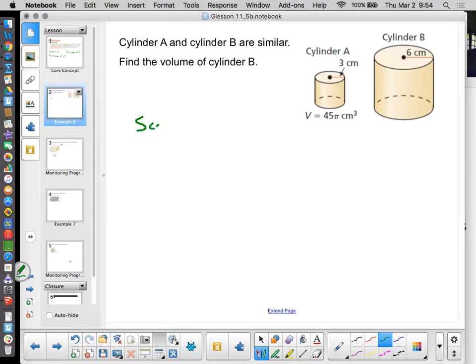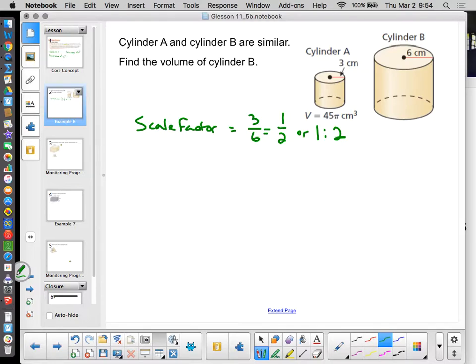The scale factor here is 3 to 6. Or if you prefer 6 to 3, it really doesn't matter. Let's go with 3 to 6. And of course, for scale factor, we always have to reduce. So it's 1 to 2. And we could also express that either as a fraction or as a ratio.